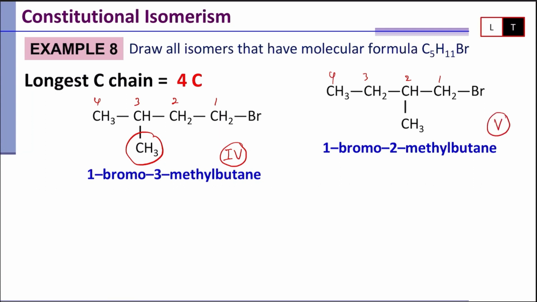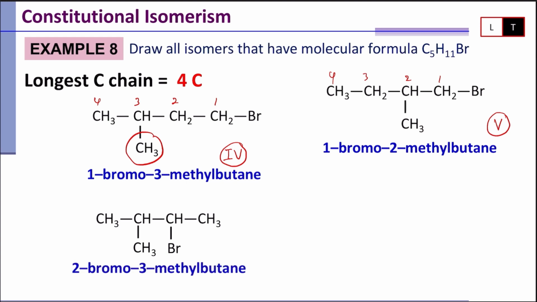Okay, next one. Masih lagi 4 carbon chain. Cuma, position CH3 ni kekal dekat carbon number 3. Br ni saya ubah dekat carbon number 2. So, I got like this one. Dan nama dia adalah 2-bromo 3-methyl-butane. So, ini adalah isomer yang ke-6.